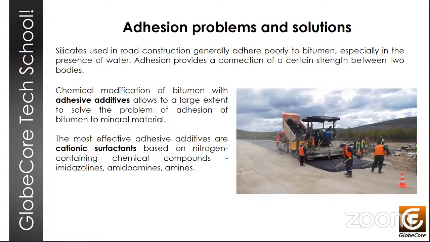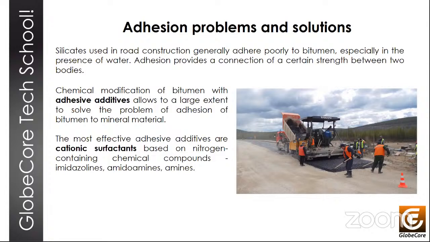So chemical modification of bitumen with adhesive additives allows us to a large degree to solve the problem of adhesion of bitumen to mineral material. Surfactant molecules concentrate at the bitumen stone material interface, and they act as a bridge or glue between the bitumen and the stone material surface, resisting this displacing action of water. Various surfactants can be used in road construction. They can be anionic, cationic, or non-ionic. The most effective adhesive additives are cationic surfactants based on nitrogen-containing chemicals such as imidazolines, amidoamines, and amines.